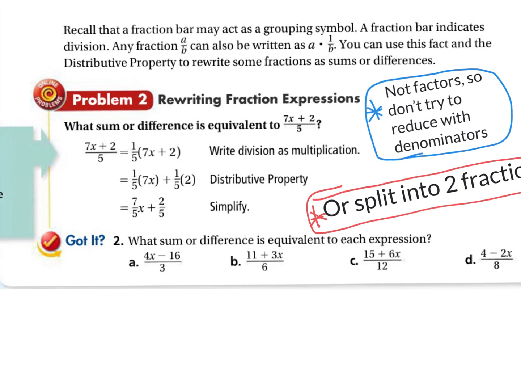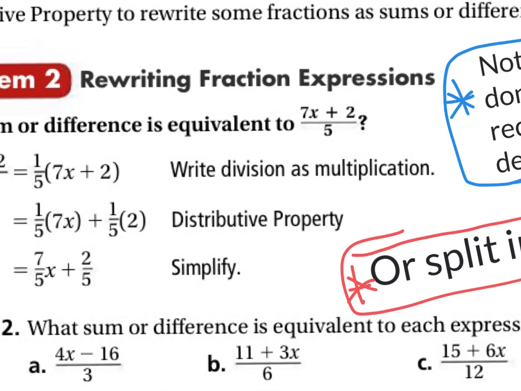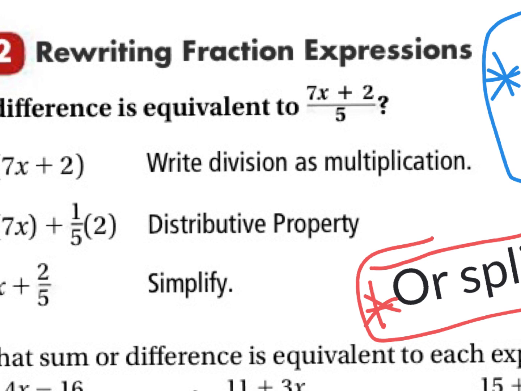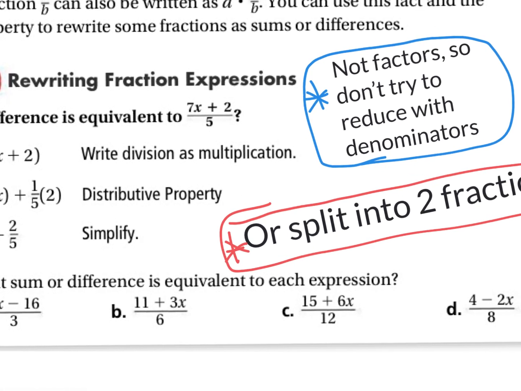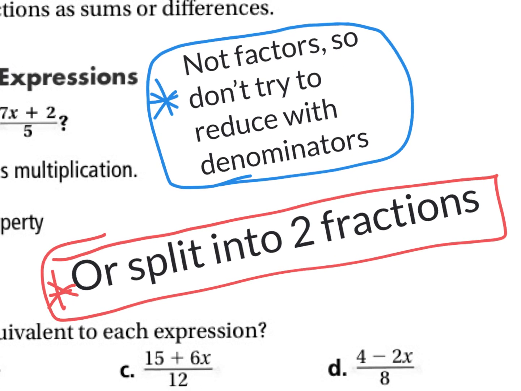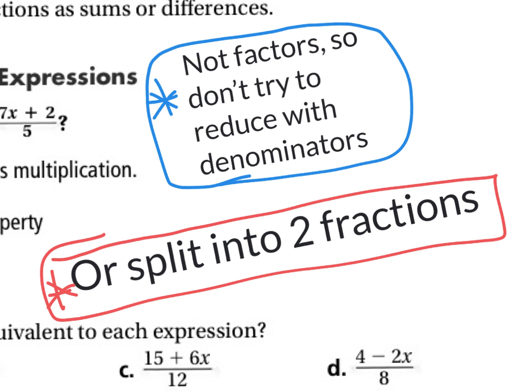Look at the next part. They talk about how a fraction bar indicates division, and so we can use that to make these as distributive properties. So if you look at problem 2, what sum or difference is equivalent to 7x plus 2 all over 5? So one thing to make sure to remember when you're doing these problems is that in the numerator, the 7x plus 2, those are being added, not multiplied. So they're not factors, so you can't do any reducing.